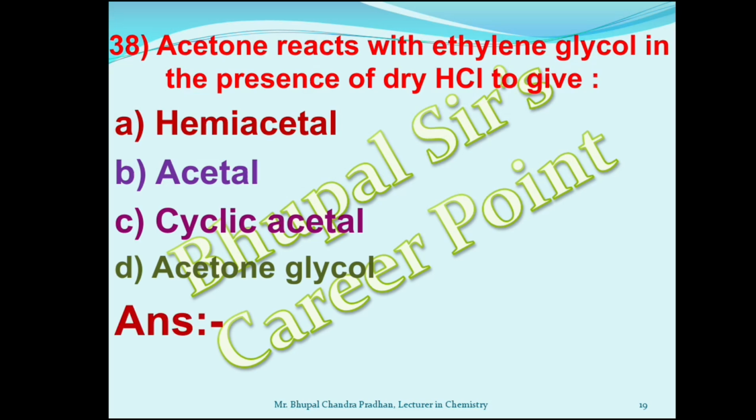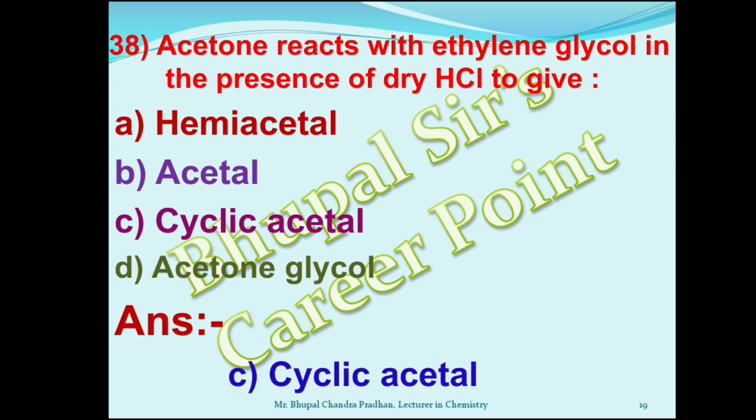Whenever acetone reacts with ethylene glycol, what is formed? Water molecule is eliminated and it will give a cyclic compound, that is cyclic acetal. So acetone reacts with ethylene glycol in the presence of dry HCl to give cyclic acetal, that is option C is the correct answer. Thanks for the students who have given option C as their answer in the live chat.